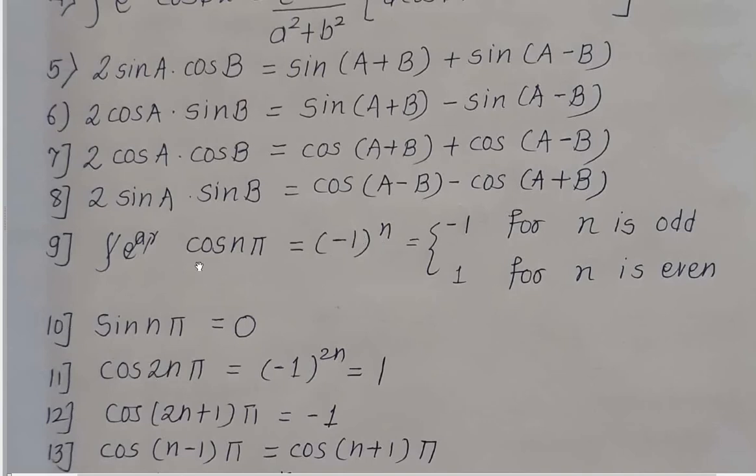Then sine of n pi. For n equal to 1, we get sin pi, and sin pi is always 0. For n equal to 2, sin 2 pi is also 0, and sin 3 pi is also 0.